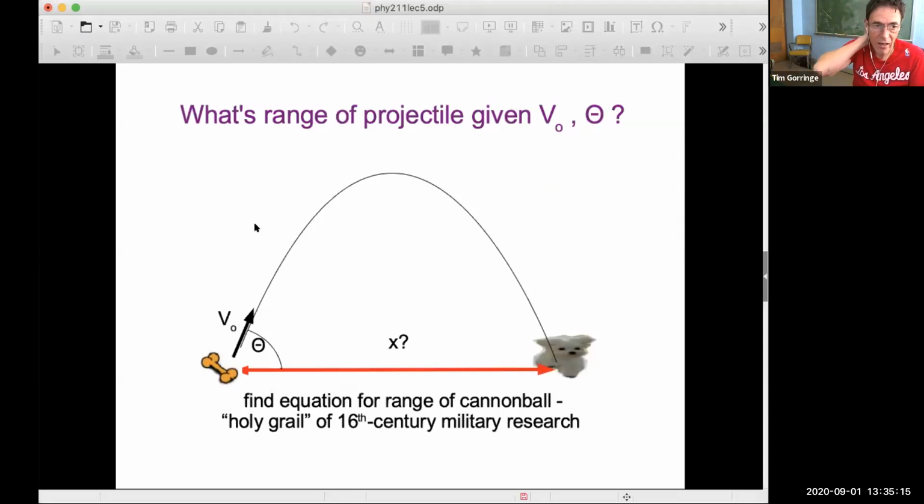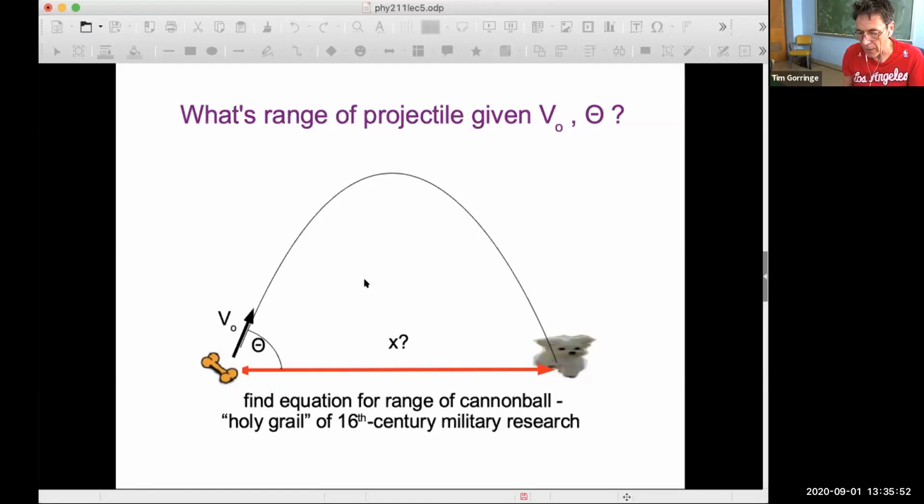So next slide is our final topic. And it's an interesting one because it asks that important military question that we initially discussed, which is, if you fire a cannonball, what is the range of the cannonball? Can I fire a cannonball to hit the castle? Can I fire a cannonball to hit the ship? So that's an important military question. And Galileo's understanding of projectile motion gave us the answers to this important question.